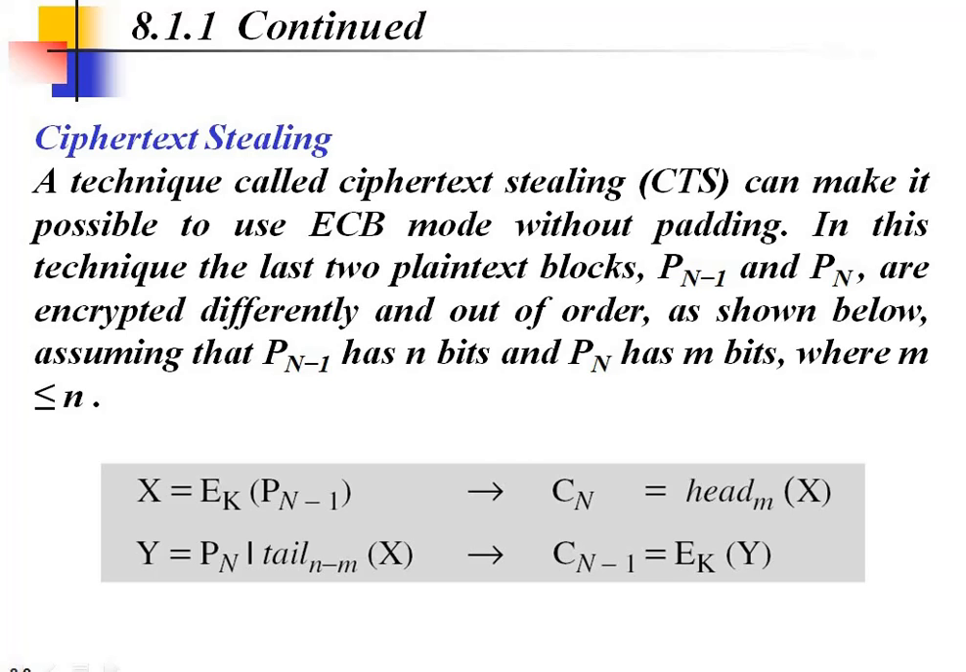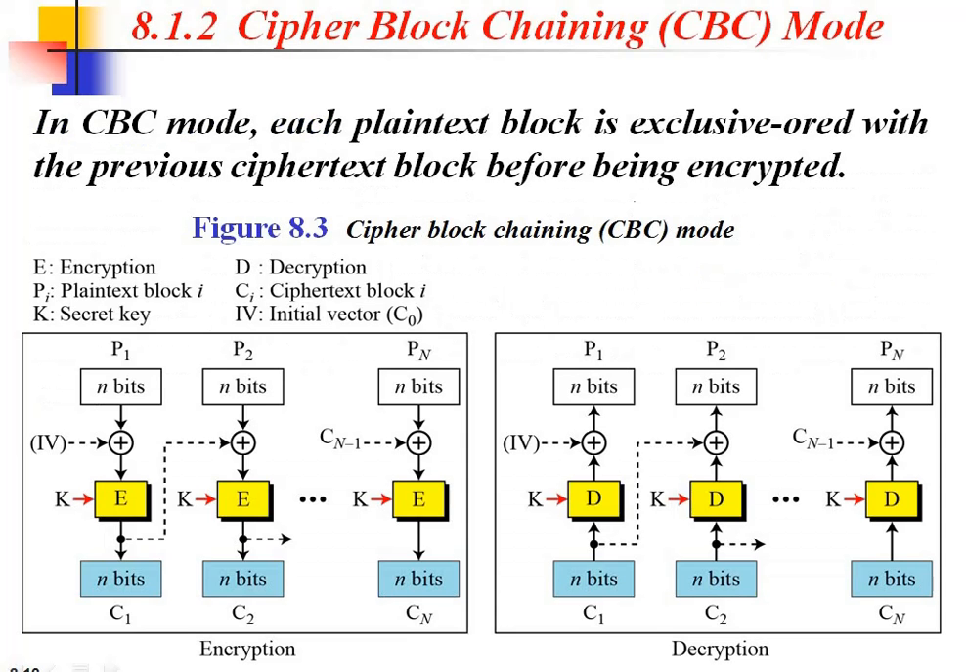Then there is ciphertext stealing. A technique called ciphertext stealing is generally used in the ECB mode without padding. In this technique, the last 2 plain text blocks, that is Pn-1 and Pn, are encrypted differently, out of order, as shown below. We assume that Pn-1 has n bits and Pn has m bits, where m is less than n. In this manner the ciphertext stealing is performed to encrypt a message which is not a multiple of the size of n bits. The second mode is the cipher block chaining mode, the CBC mode.